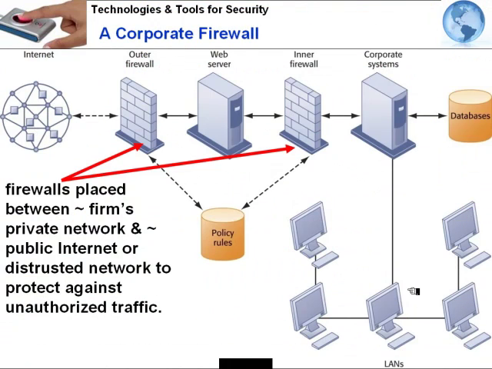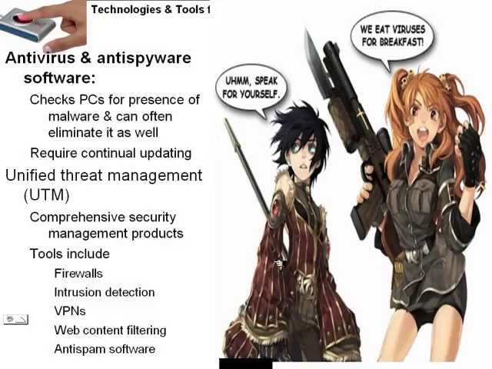So what are you looking at here? A corporate firewall, but what you will have is an outer firewall and then an inner firewall. Firewalls are placed between the firm's private network and the public internet or distrusted network to protect against unauthorized traffic. So they're saying have two firewalls.